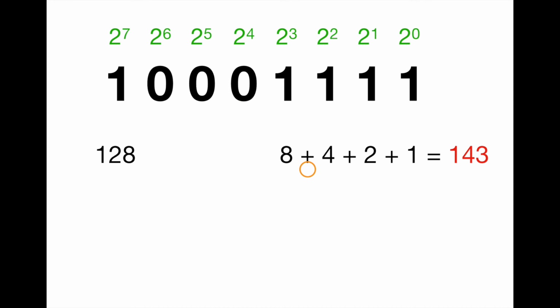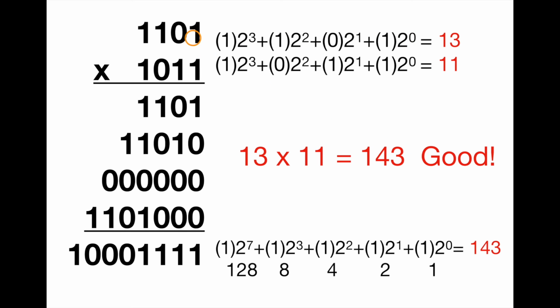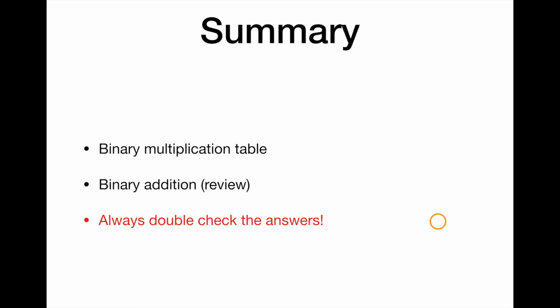Again, we're going to double check the answer by converting back to decimal using this chart. This will give us 143 as the final answer, and then we can convert the beginning two numbers back to decimal and do the math again. It also gives you 143. So that means our answer is good.